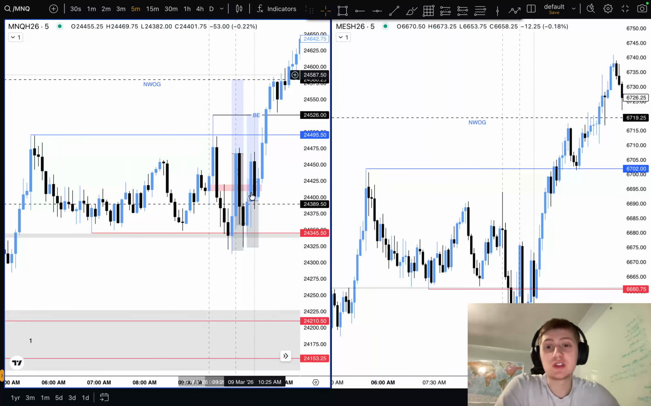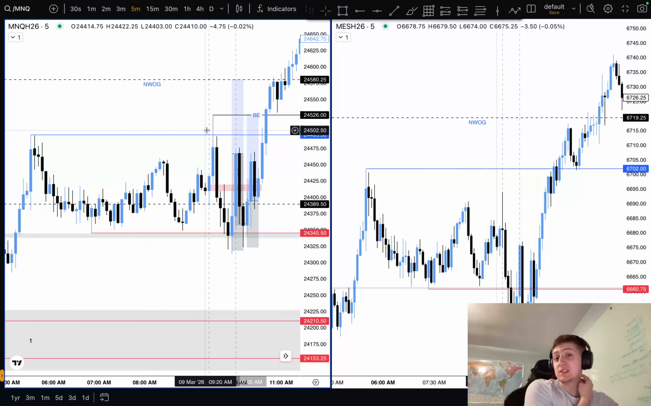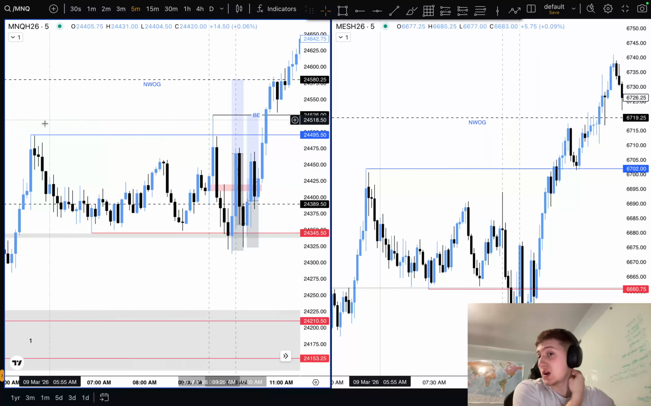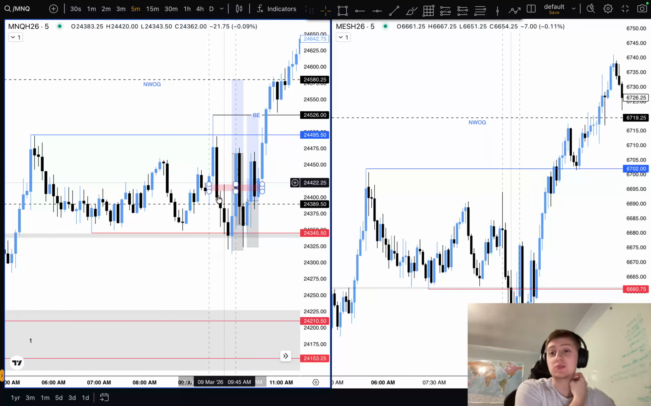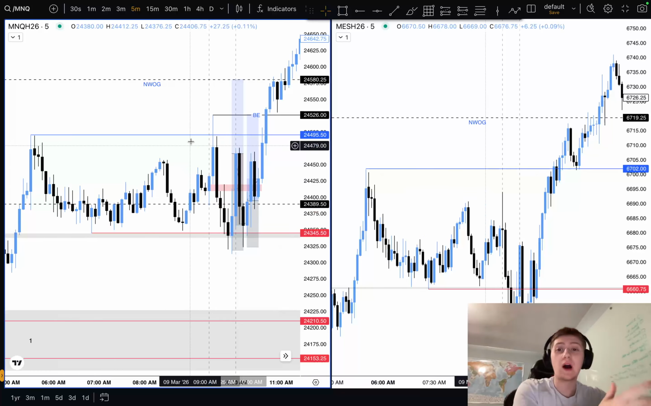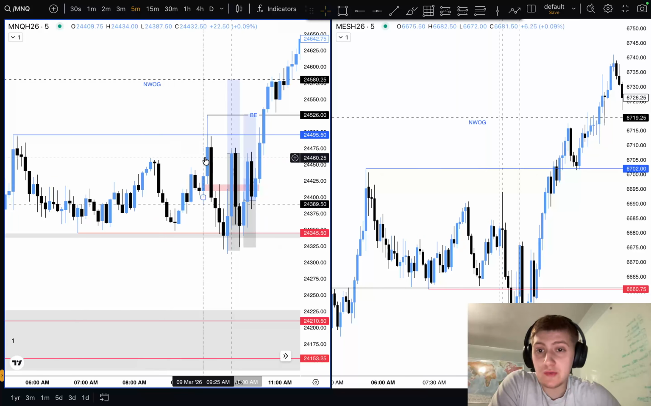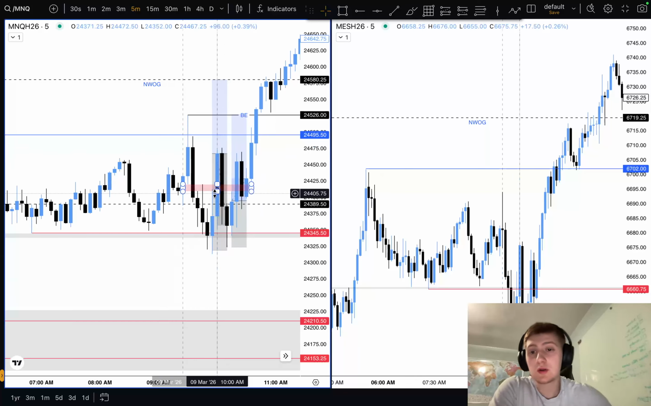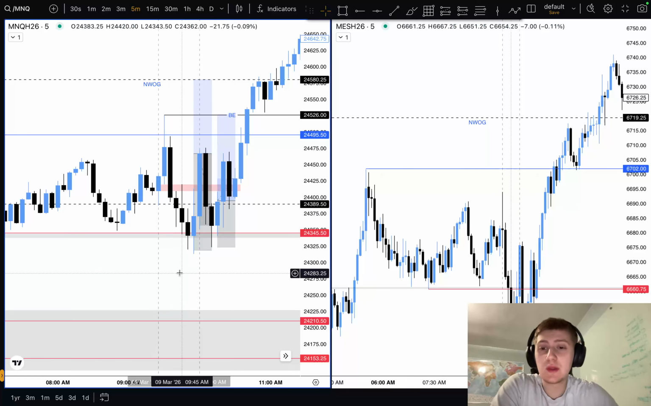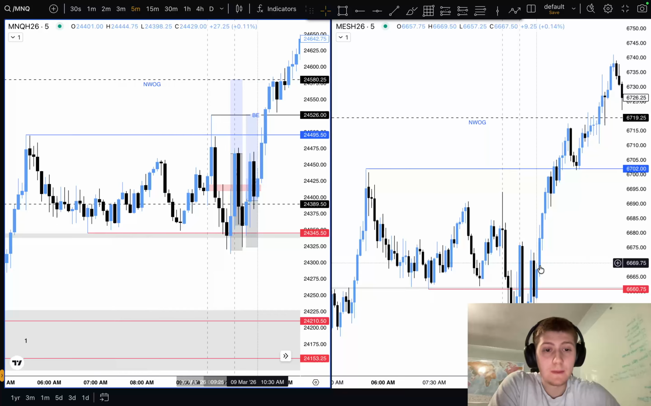You could have taken that short to the accumulation lows, but since I did not believe this was the main manipulation of the session, I wanted to see price manipulate the lows and from there move higher. That's exactly what we did. We ended up staying patient from 9:30 all the way to around 10 o'clock, around 9:50 is when we finally manipulated these lows.